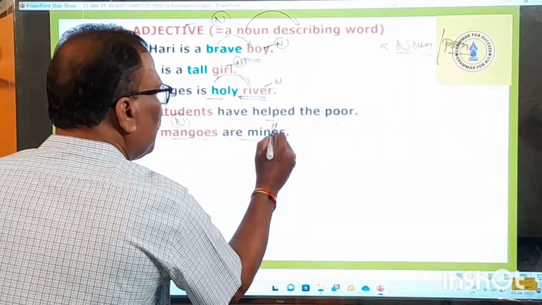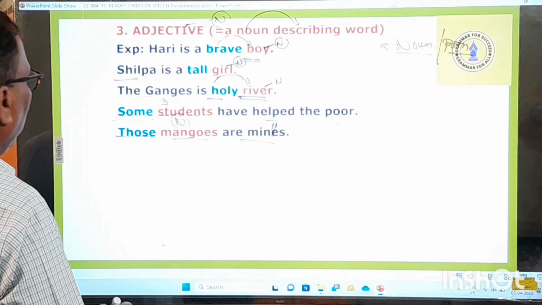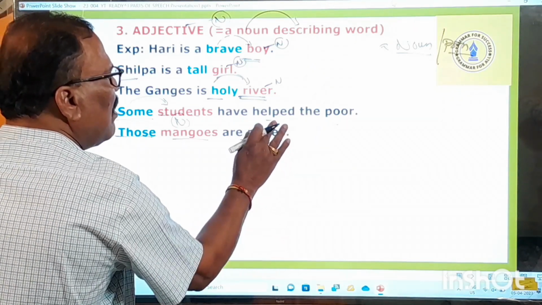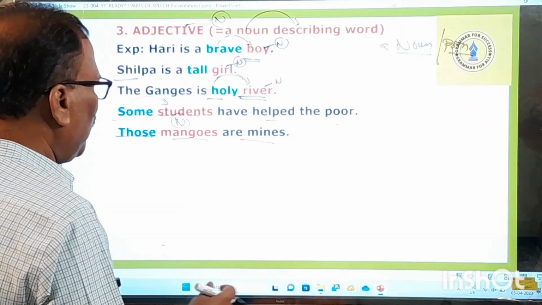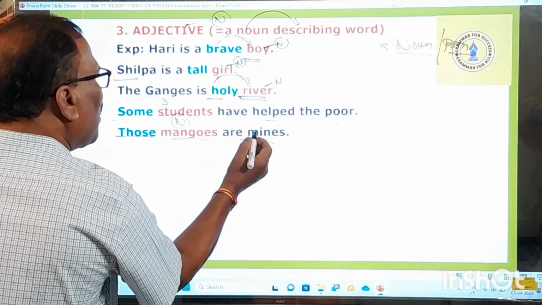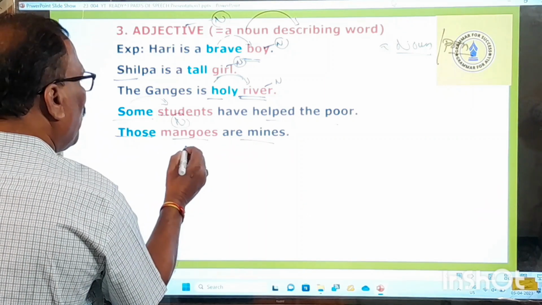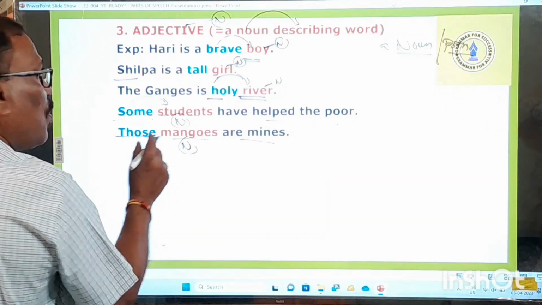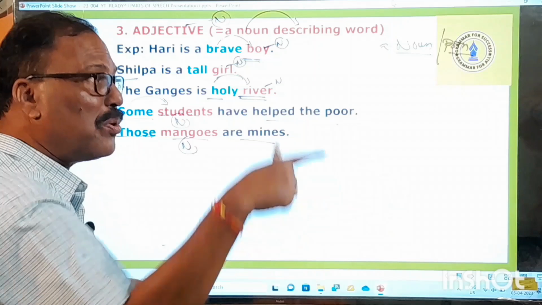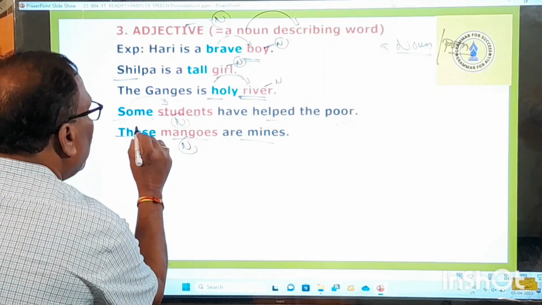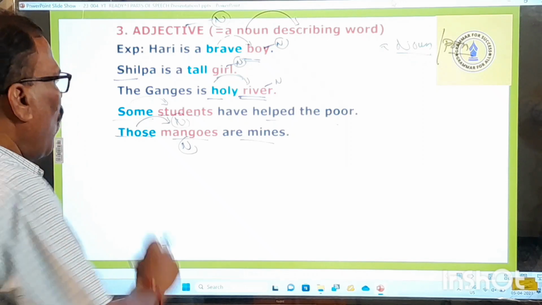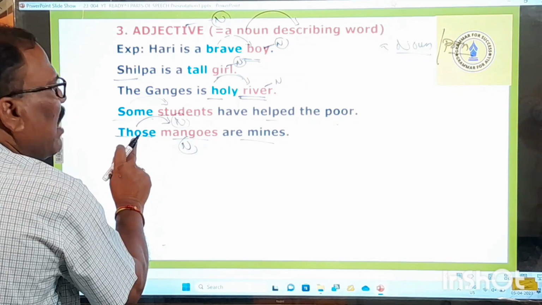And then comes: those mangoes are mine. Those mangoes are mine. There are some typographical mistakes, please ignore them. Those mangoes are mine. Mangoes are a noun. Which mangoes? Those mangoes, not these mangoes. So what is this word doing? It is describing these mangoes, it is qualifying this noun, therefore it is an adjective.